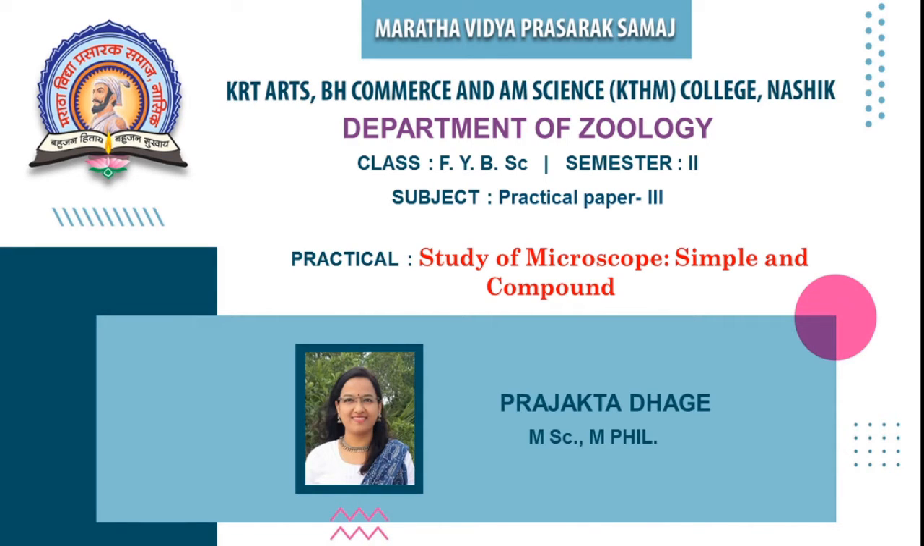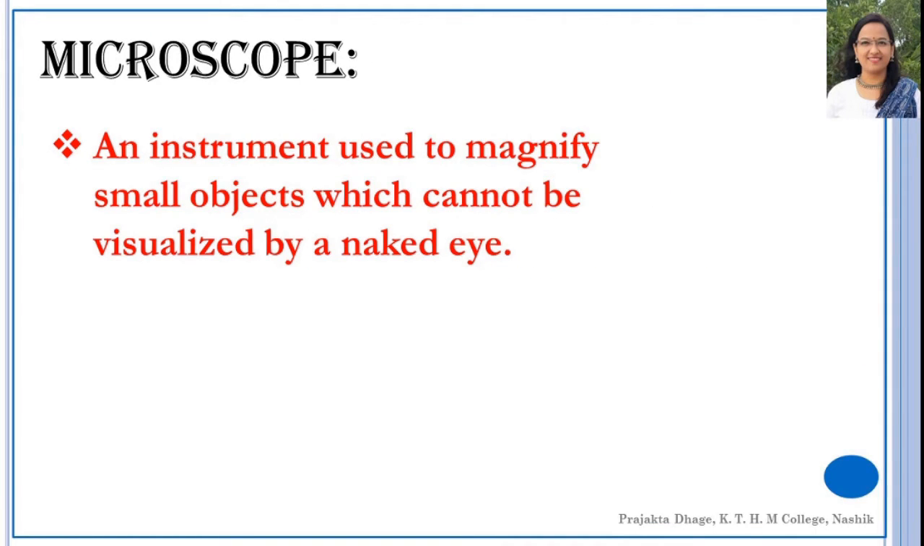Today I will be taking a practical for F.Y.B.Sc for second semester. The subject that we are dealing with is practical paper 3, and today's practical is going to be the study of simple microscope and compound microscope. So the aim that you're going to write for this practical is study of microscope, simple and compound. So let's begin. Let's begin with what is a microscope.